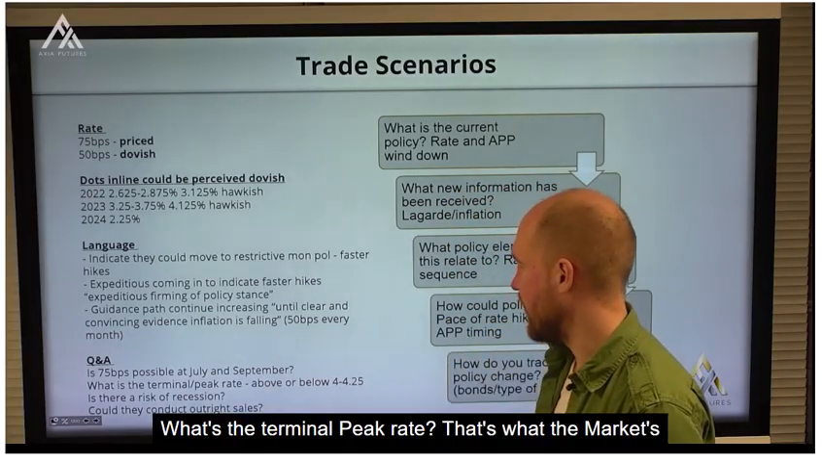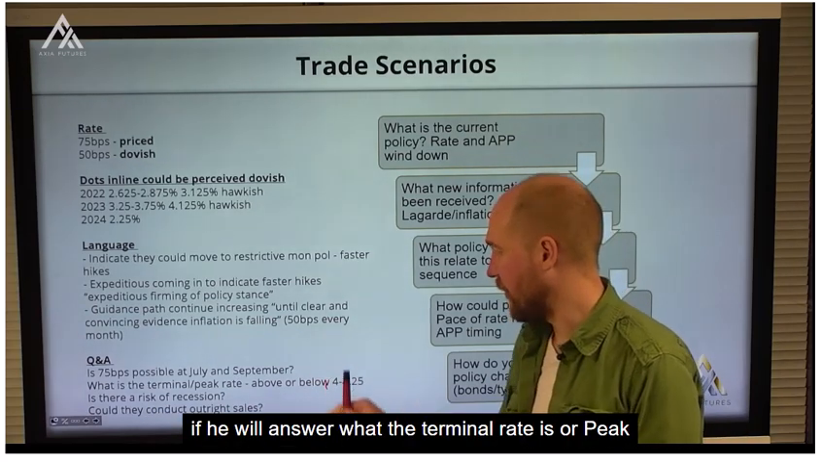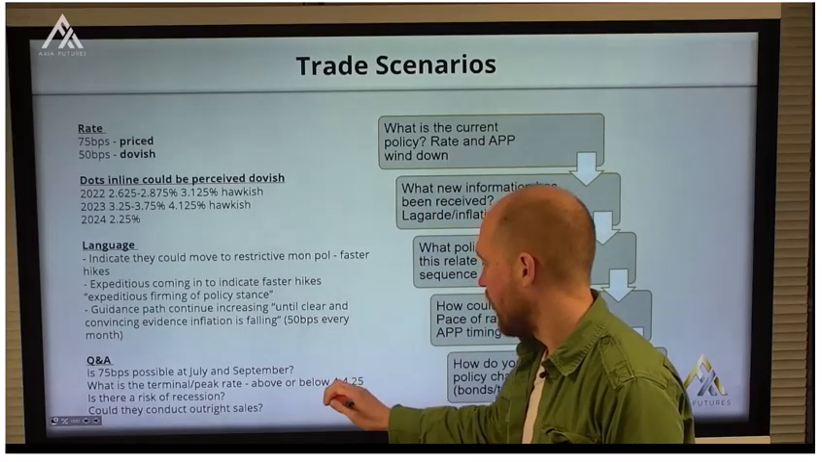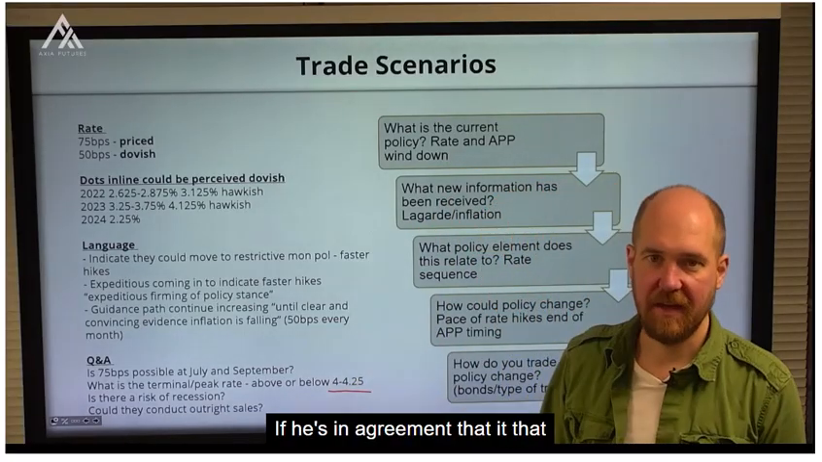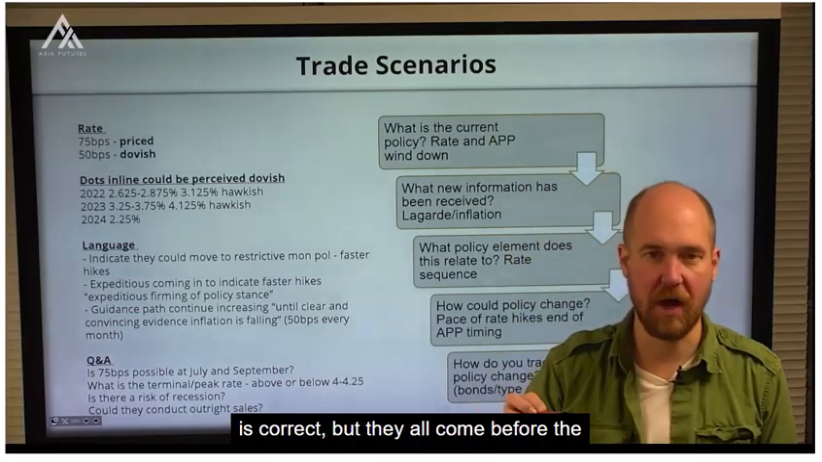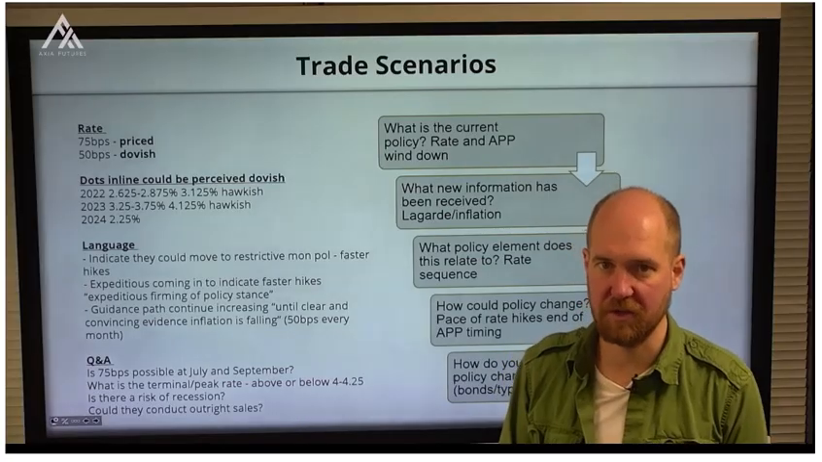What's the terminal or peak rate? That's what the market's currently pricing. If he will answer what the terminal rate is, or peak rate, so the highest they think they're going to get to, what is it and when? If he's in agreement that that is correct, but that it will come before the end of the year, that's a faster pace, that's more hawkish.